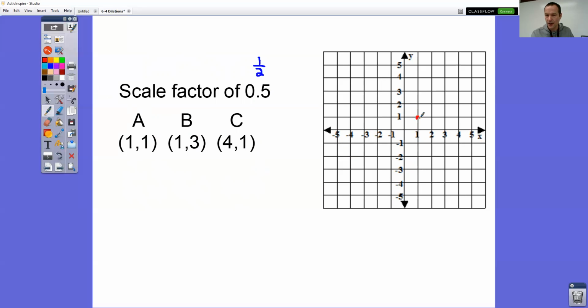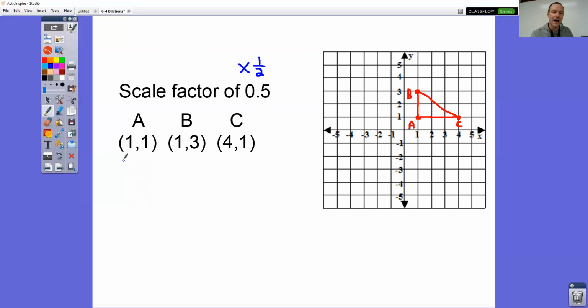Over to 1, up to 1. Over to 1, up to 3. Over to 4, up to 1. And this was A, this was B, and this was C. So here's our original triangle. And now what we want to do is we need to multiply everything by 0.5.